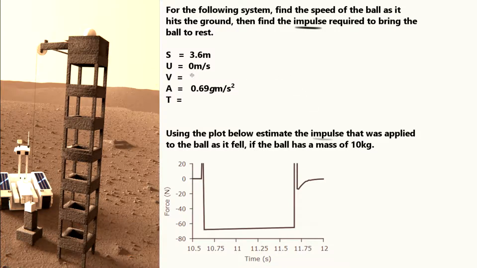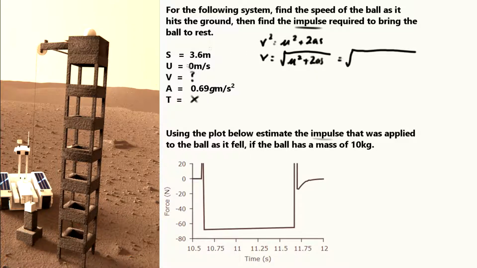But firstly, we need to solve this simple SUVAT equation. We need the SUVAT equation that does not have time, which will be v squared equals u squared plus 2as. And now we make v the subject by taking the square root of u squared plus 2as, which, when we sub our values in, u is 0, this is just 2 multiplied by a, which is 0.69 times g, the acceleration due to gravity on Earth, which is 9.81, multiplied by s, 3.6.